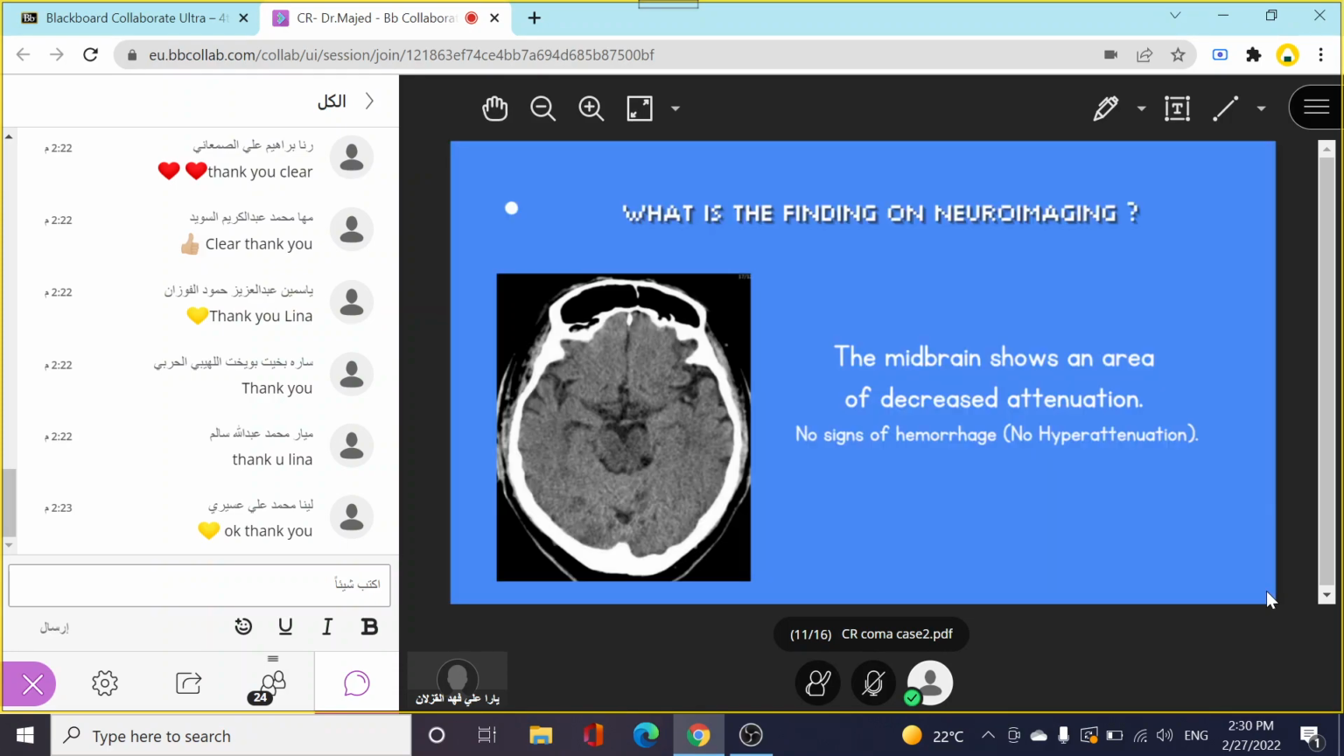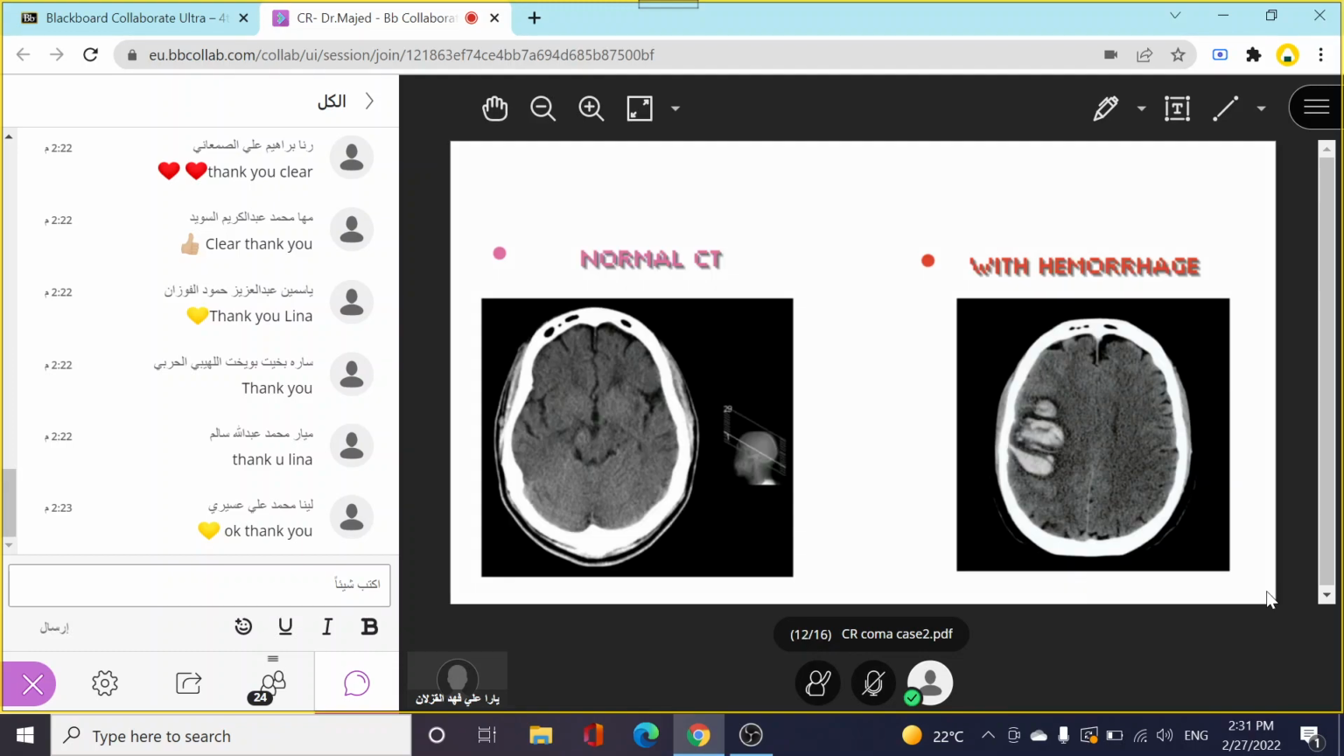Firstly, the CT scan without contrast. We can see in the midbrain decreased attenuation, meaning I will think first that the blood supply was cut off for any reason. There are no signs of hemorrhage. It is important to establish if there is any sign of hemorrhage when we do a CT of the brain, for further management later.